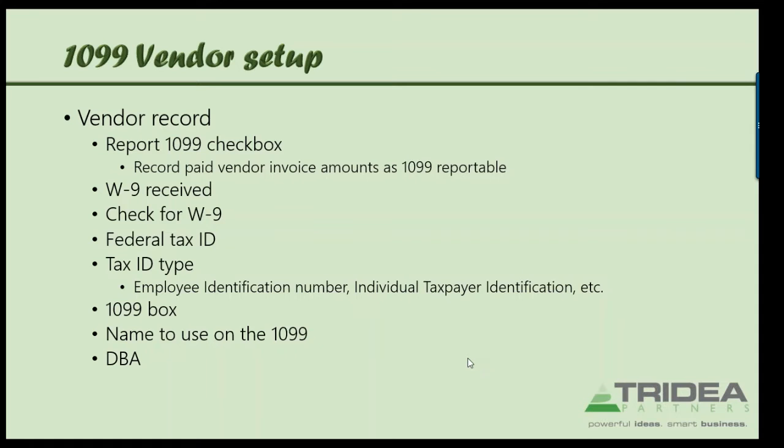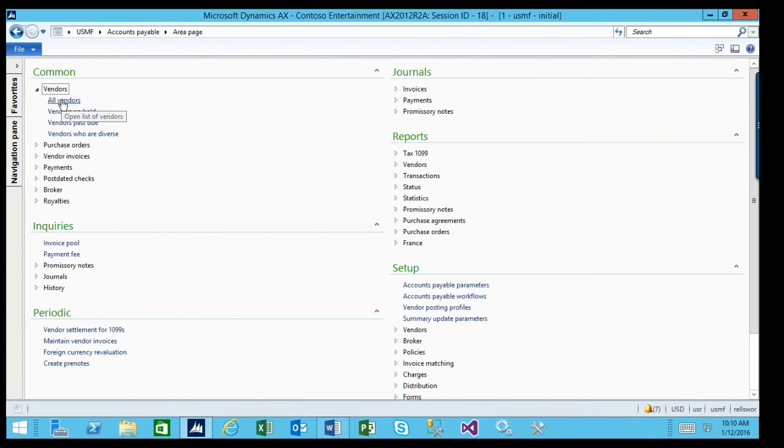open our AX demo environment here. We're going to go to the vendor. That's in the Accounts Payable module. Under Common, there's a Vendors tab to expand in the All Vendors list page.